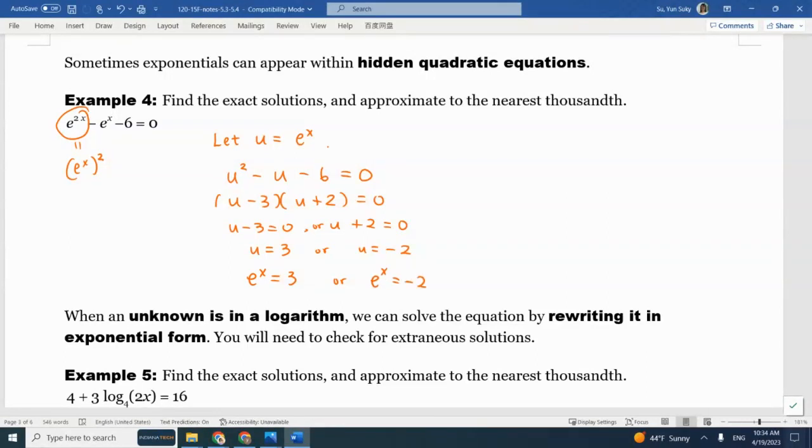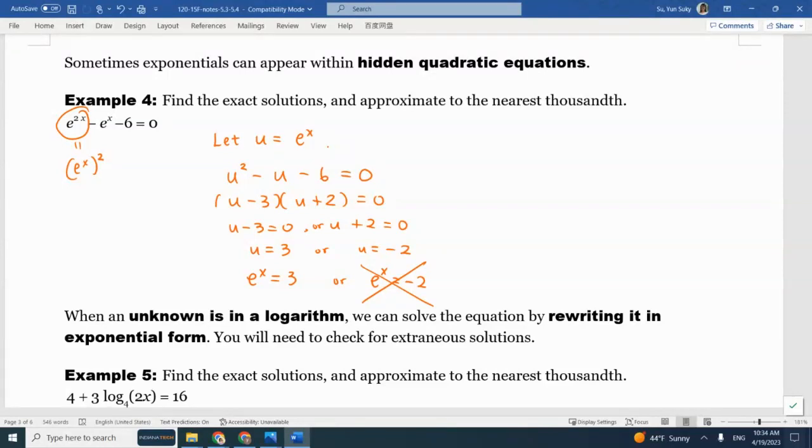Can e to the x be a negative number? No. So in this case, you can rule out e to the x equals -2. e to the x is always positive. Okay, how do you solve for x?